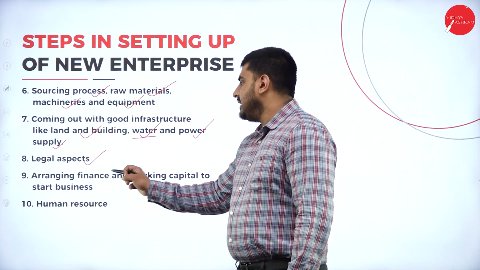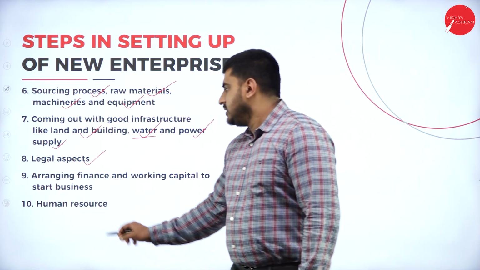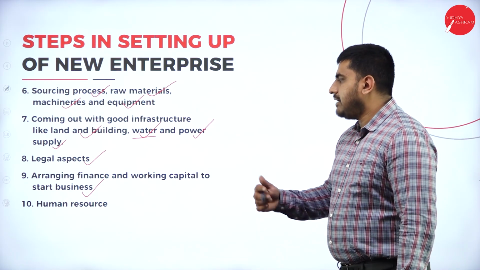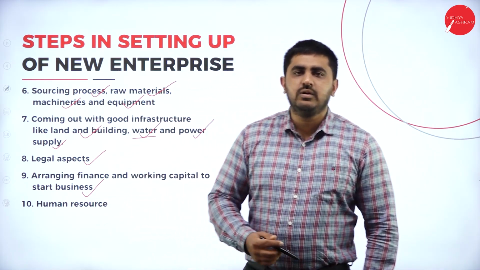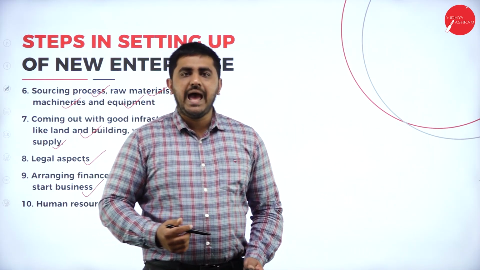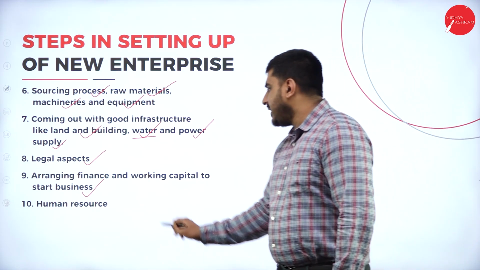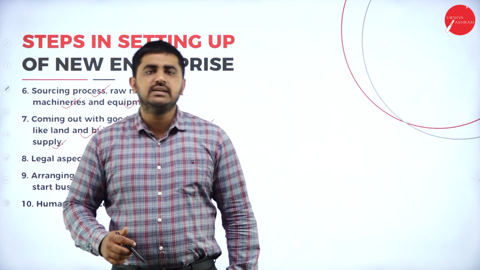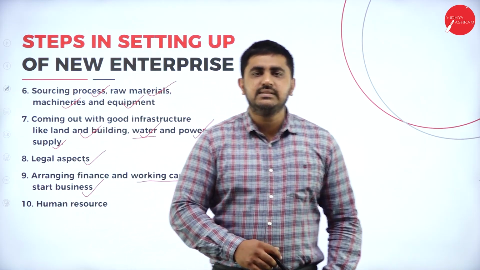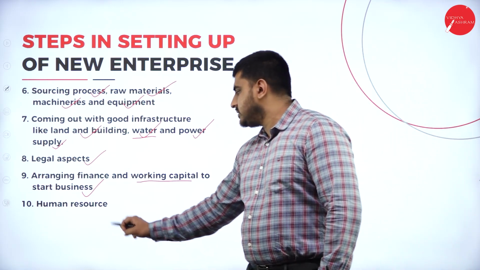So arranging finance and working capital to start business. So then what happens? After the legal aspects, you need finance. You either go for personal loans or whatever amount you are having with you, so that you can use it. And also working capital, that is daily requirements of the business, like daily wages or miscellaneous expenses that are met. That is working capital.